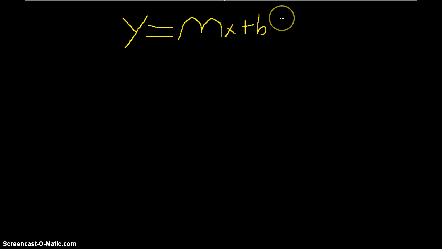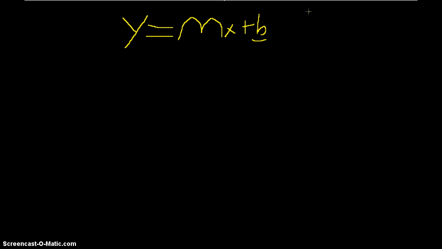We can graph the equation y equals mx plus b. We don't have to have every single variable filled in, but if we were trying to graph a y equals mx plus b equation, we would have to have two numbers. We would have to have the y-intercept, which is b. So b is the y-intercept.